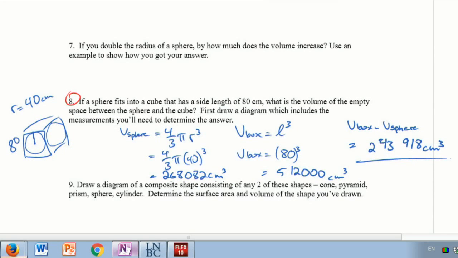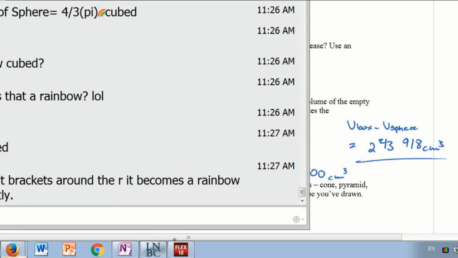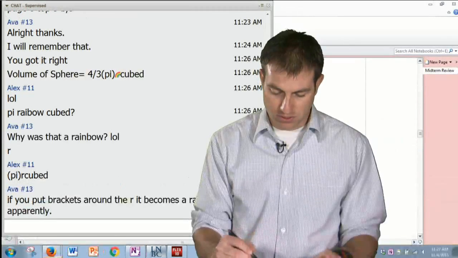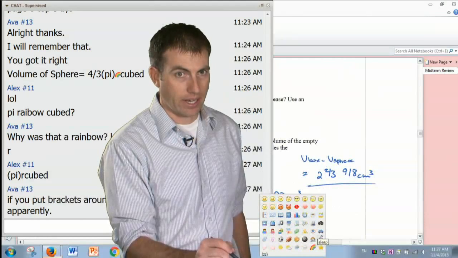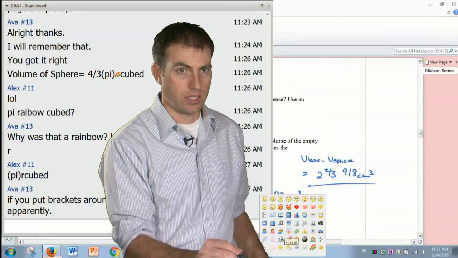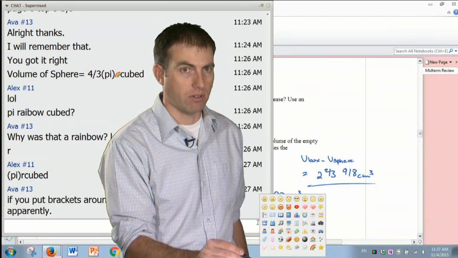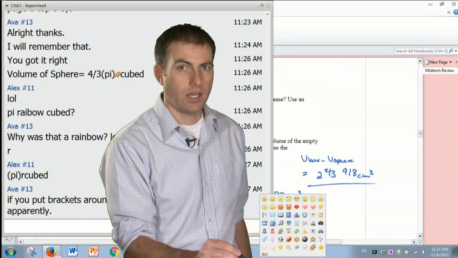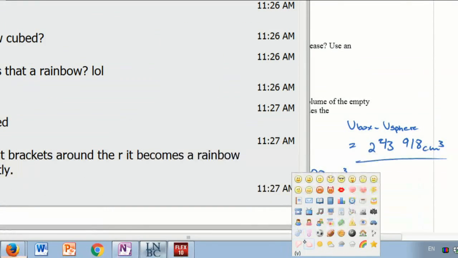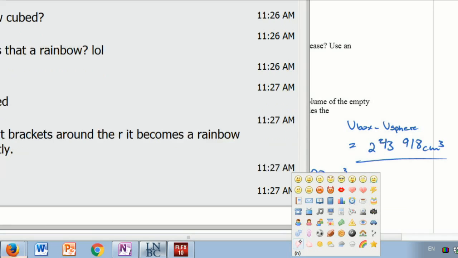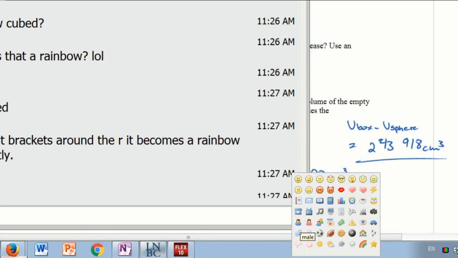If you put brackets around the R, it becomes a rainbow. Yeah, you have all these little smileys you can use in chat, and they all have little shorthands that you can see right down in the bottom here. When I hover over them, they all show up. So if you're wanting to put in like a smiley face, or like no is N with a bracket, there you go. Alex got the rainbows all figured out.